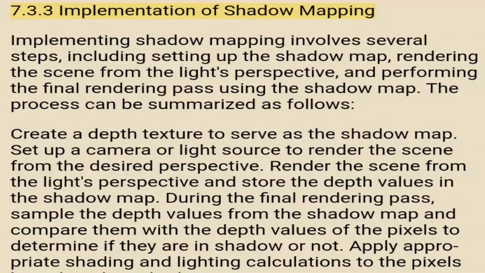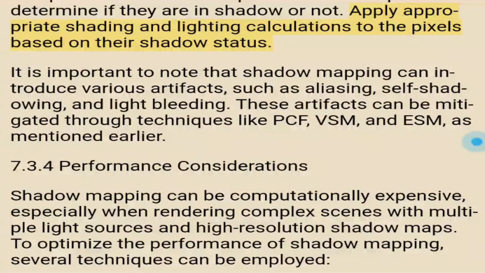7.3.3 Implementation of Shadow Mapping. Implementing shadow mapping involves several steps, including setting up the shadow map, rendering the scene from the light's perspective, and performing the final rendering pass using the shadow map. The process can be summarized as follows. Create a depth texture to serve as the shadow map. Set up a camera or light source to render the scene from the desired perspective. Render the scene from the light's perspective and store the depth values in the shadow map. During the final rendering pass, sample the depth values from the shadow map and compare them with the depth values of the pixels to determine if they are in shadow or not. Apply appropriate shading and lighting calculations to the pixels based on their shadow status.